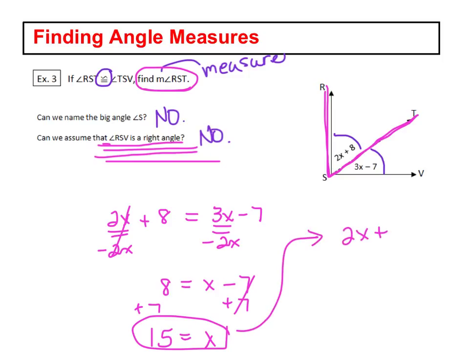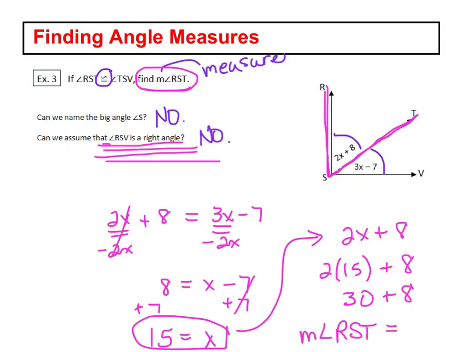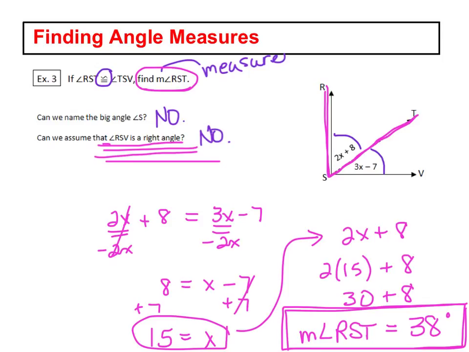We've got our 2x plus 8, and we know that x is 15, so let's plug in a 15 for x. So it's 30 plus 8, so the measure of angle RST is equal to 38. Let's put a little degree on there. Why not? That is the answer to the question that they asked.